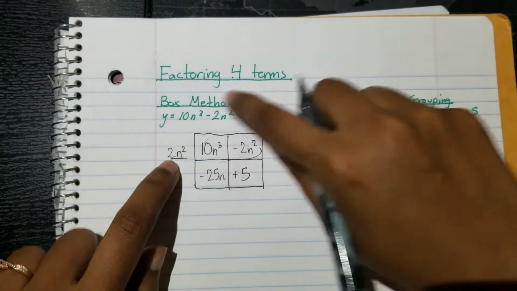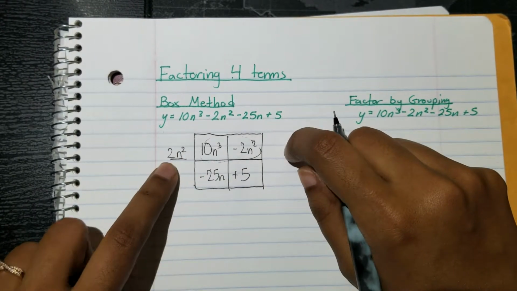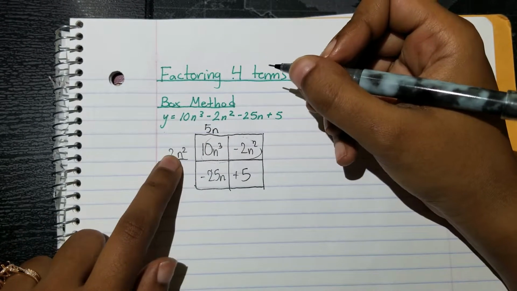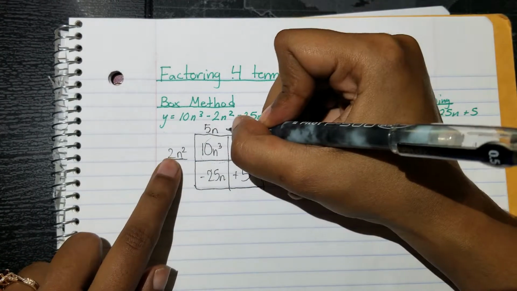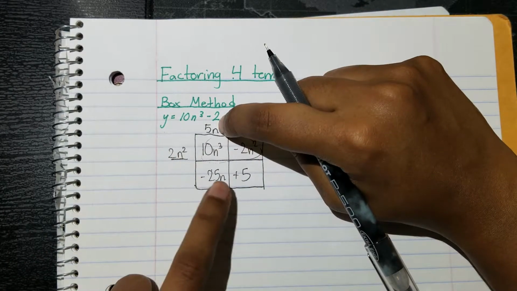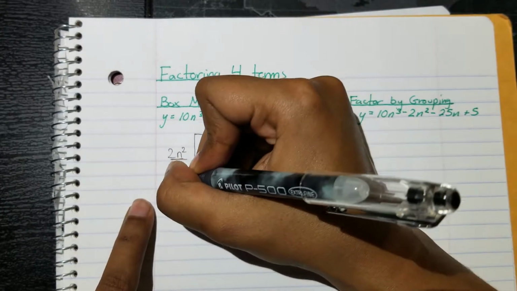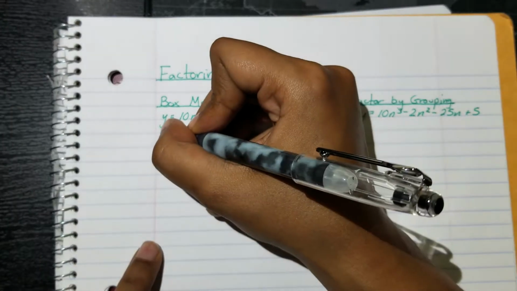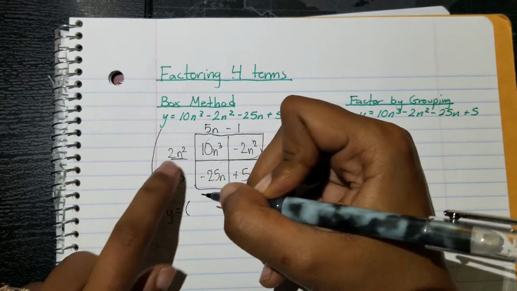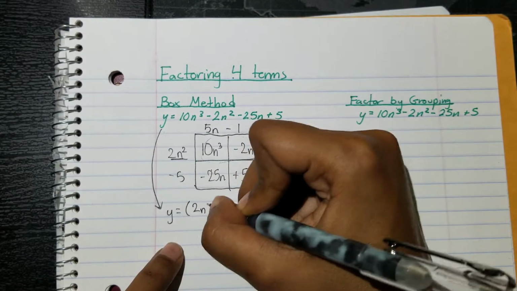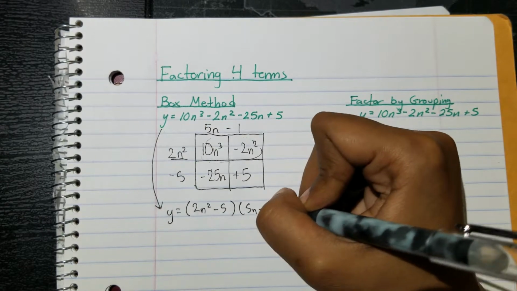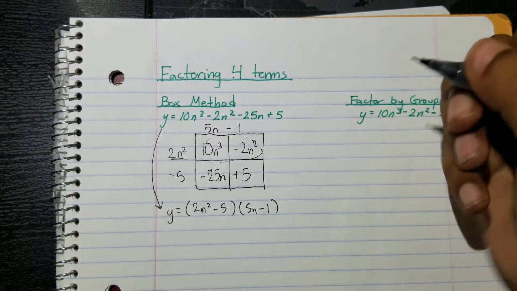Okay, so let's start building around the box. What times 2n squared is 10n cubed? Well, that's just 5n. What times 2n squared is negative 2n squared? That's minus 1. Let's go down here. What times 5n is negative 25n? That's just negative 5. Alright, so if we bring this down here in its factored form, we're going to get parentheses 2n squared minus 5, and then 5n minus 1. And that's how we factor it.